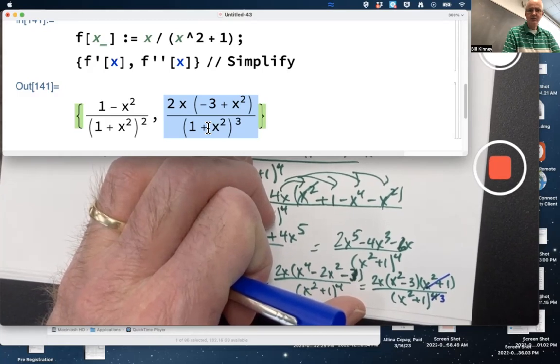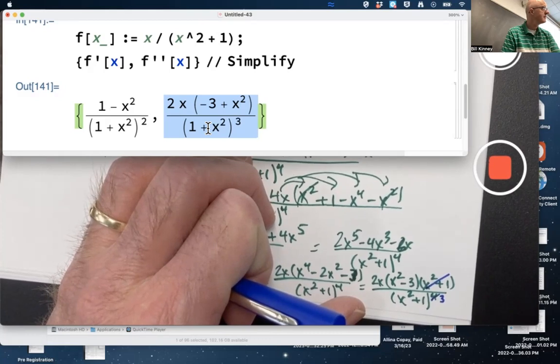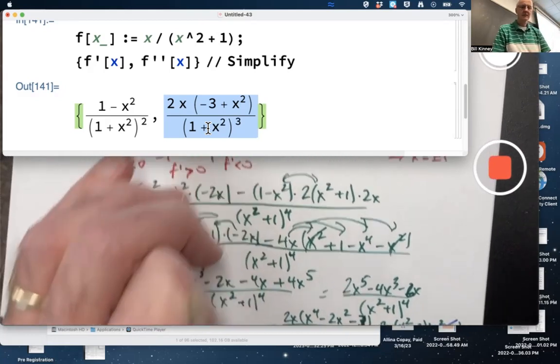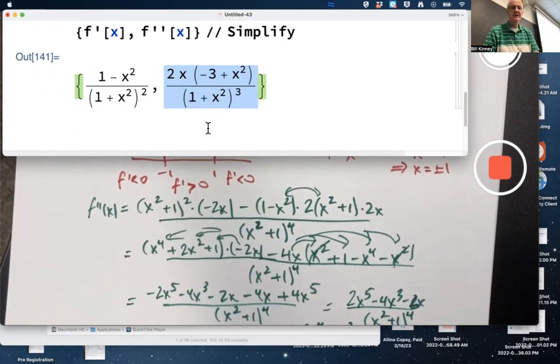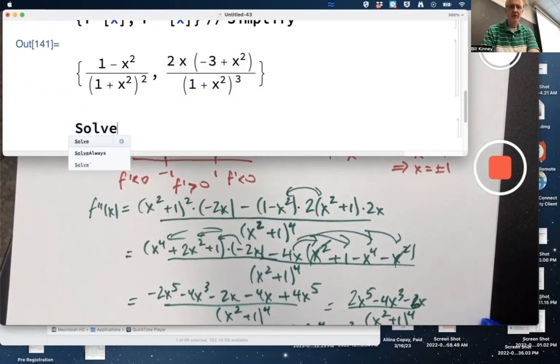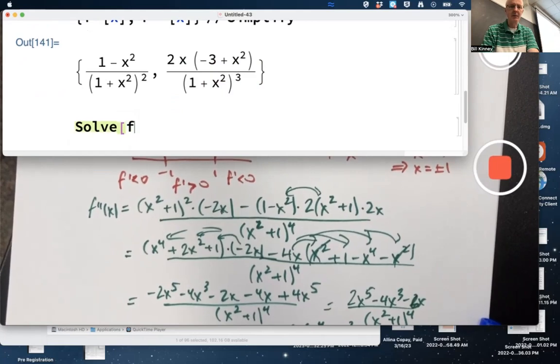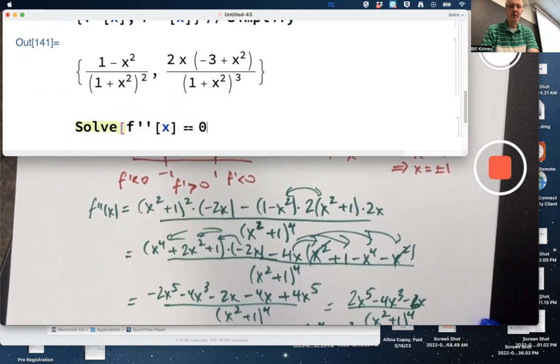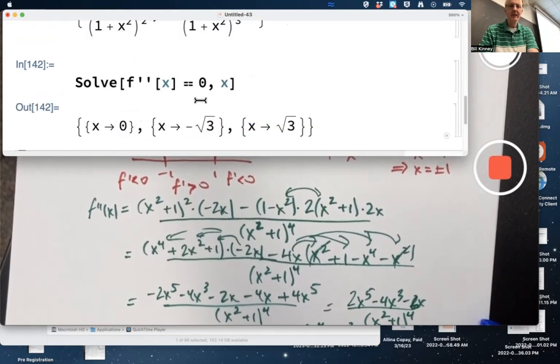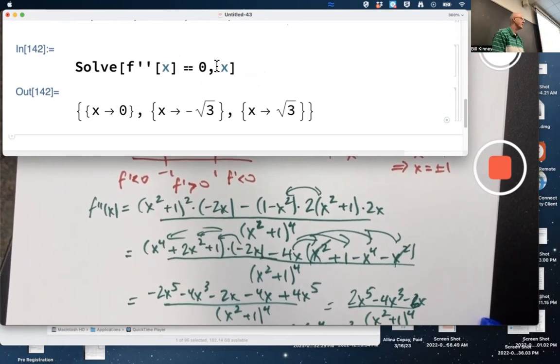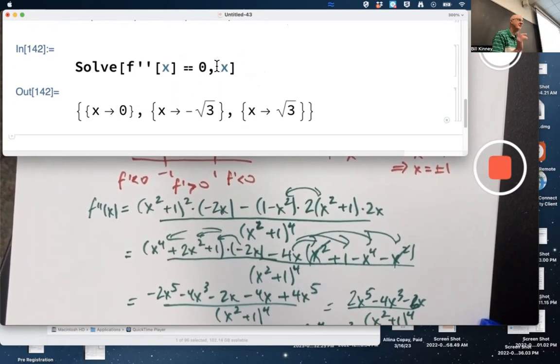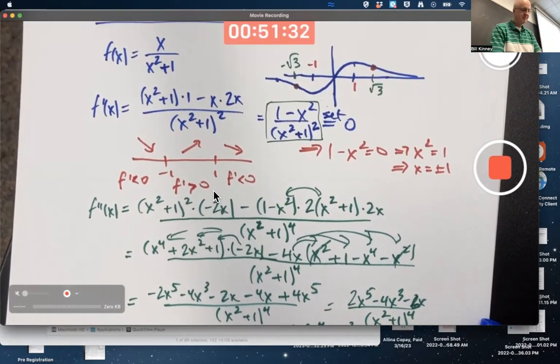And yeah, that second derivative is going to be 0 when x is 0 or when x is plus or minus square root of 3. If you're feeling uncertain, you could do this. Solve with a capital S. F double prime of x equals 0 with 2 equal signs. Yeah, 0 plus or minus square root of 3. Those are your possible inflection points. And in fact, they are actual inflection points. The graph really does change concavity at those points.